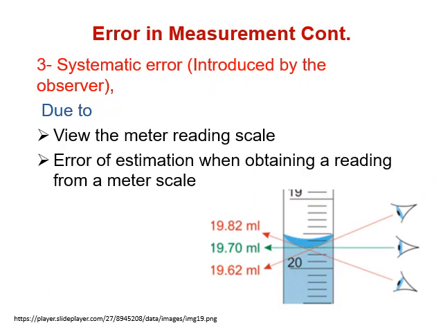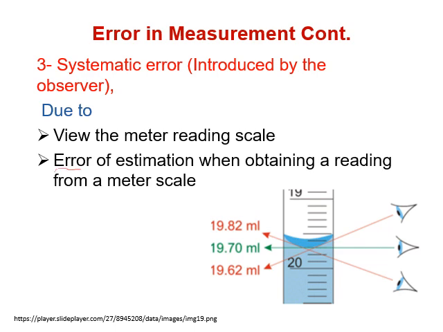Number 3 is a systematic error introduced by the observer, in viewing the meter reading scale. That means the scale of the meter cannot be seen clearly by the observer. It's due to maybe a dusty environment, or maybe the screen of the meter is not clear due to aging. So the observer cannot read the value correctly, which will result in error in the measurement.